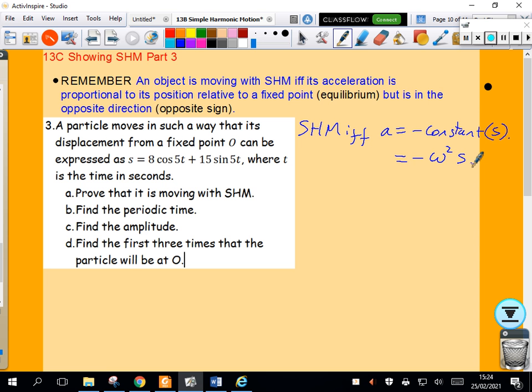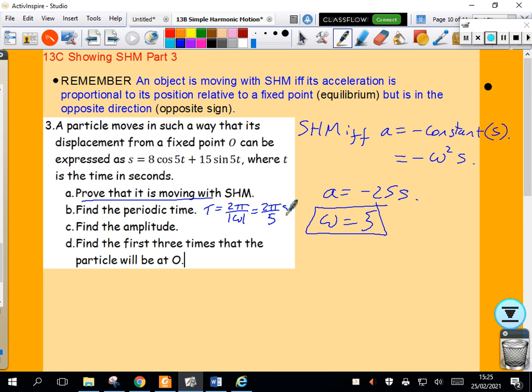In this case, I know for a fact that if you work this out, you should get the acceleration equal to negative 25 times the displacement. So omega squared will be 25, so omega here is equal to 5. I'm going to let you prove it and figure that bit out yourself. The periodic time, remember T is always 2 pi over the absolute value of omega. That's going to be 2 pi over 5 seconds per period. The frequency would be the reciprocal of that, 5 over 2 pi periods per second.